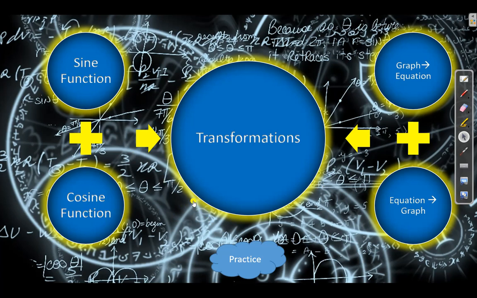So we took a look at what it meant to have an amplitude and a midline last time. Now we're actually going to see that in action by doing a few problems. First, we're going to take a look at how to go from a graph to an equation, and then we're going to go from an equation to a graph. So let's start with the graph to equation.